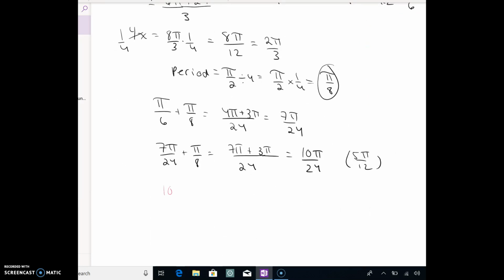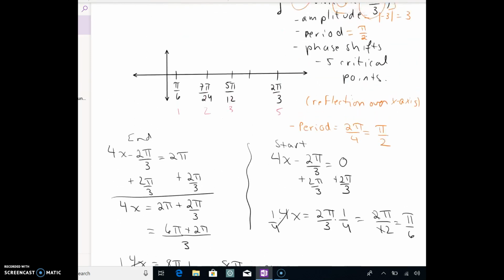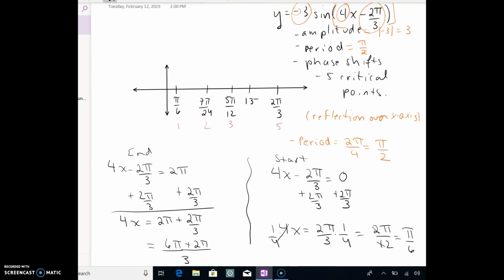So here's 10 pi over 24, again, plus pi over 8, and that's the same thing as saying 10 pi plus 3 pi over 24, and that gives us 13 pi over 24, which can't be simplified, so we're just going to keep that as 13 pi over 24. So this is critical value number 4.